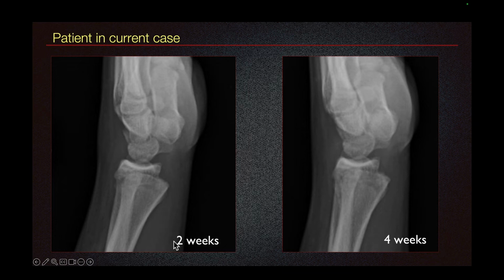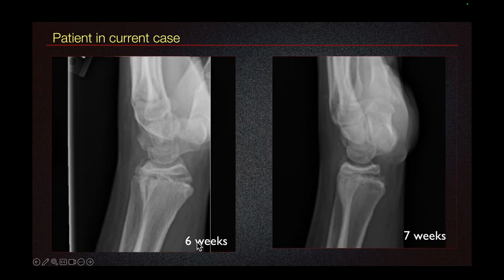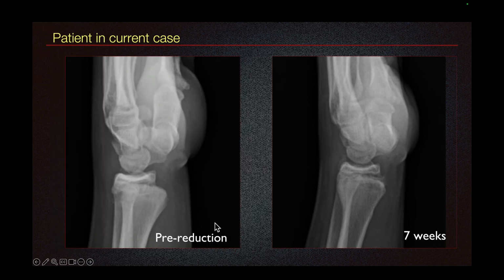This is 2 weeks follow-up, this is 4 weeks follow-up, and in 4 weeks follow-up we can see some periosteal reaction. This is 6 weeks follow-up, and this is 7 weeks follow-up, and here too we can see some periosteal reaction and some callus formation anteriorly. So this is our pre-reduction radiograph, and this is our radiograph at 7 weeks.